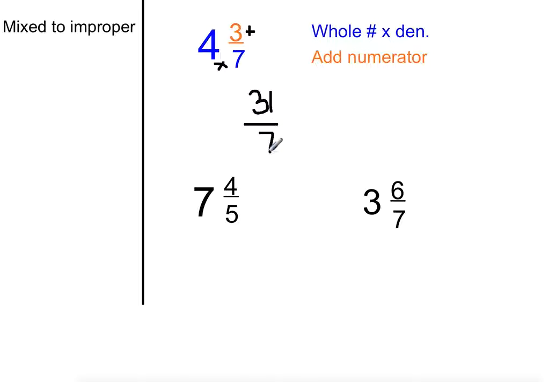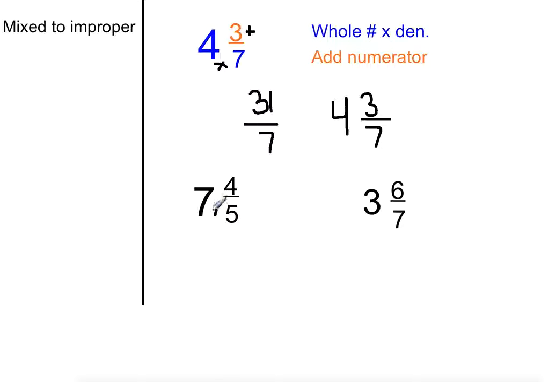sevenths. Now to undo that, how many 7s go into 31? 4, because that would get me to 28, 29, 30, 31. 3 is the remainder. So you need to be able to convert back and forth between these two. So go ahead and try this one.